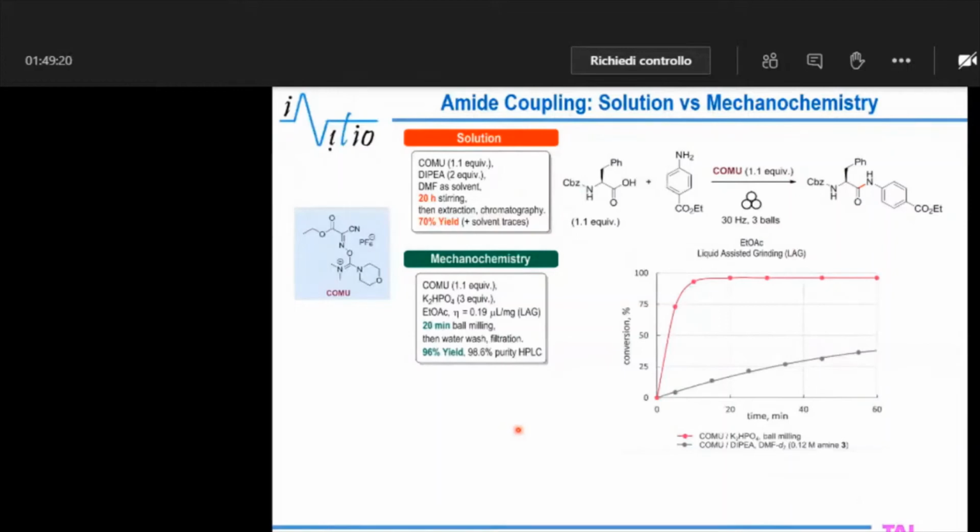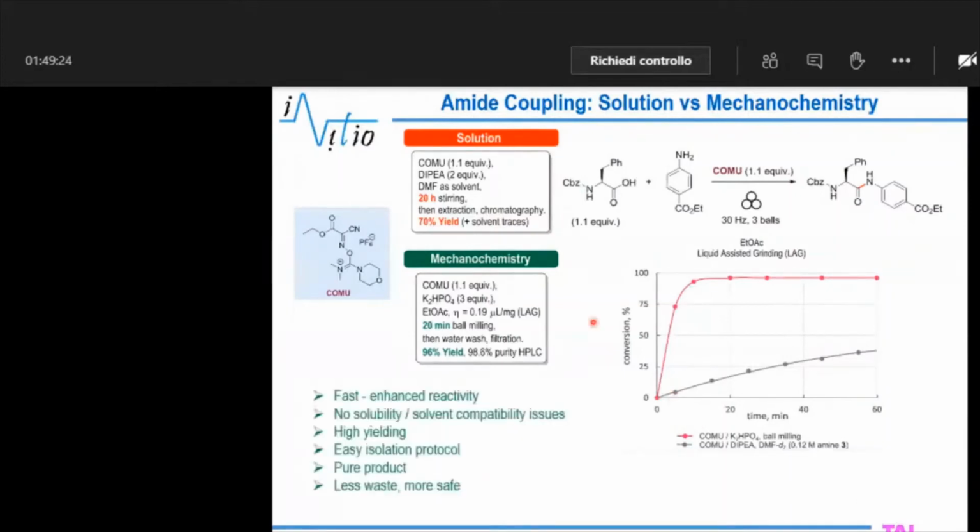And what is also important, the isolation protocol is pretty simple. You just need to wash your solid with water, and that's it. It's much easier than the isolation here, where you have to remove this DMF, which is very hard to remove. So you have to extract, you have to wash with water, then you have to make column chromatography. A lot of actions here. Just wash and dry, and that's it.